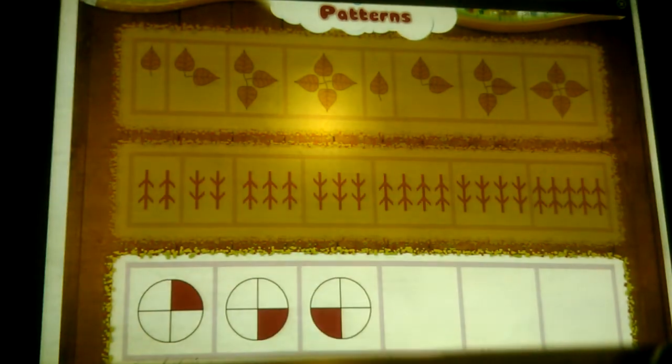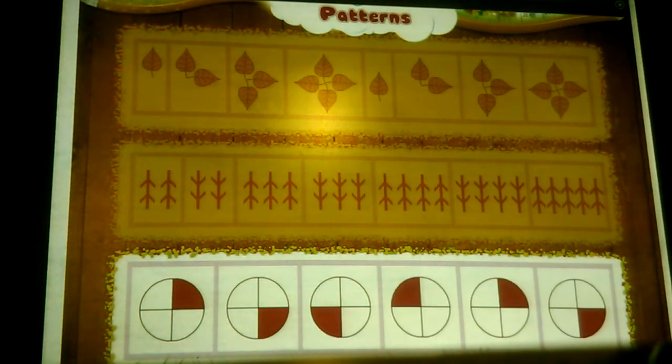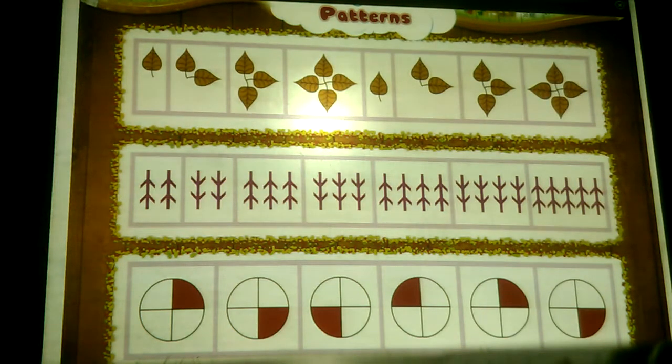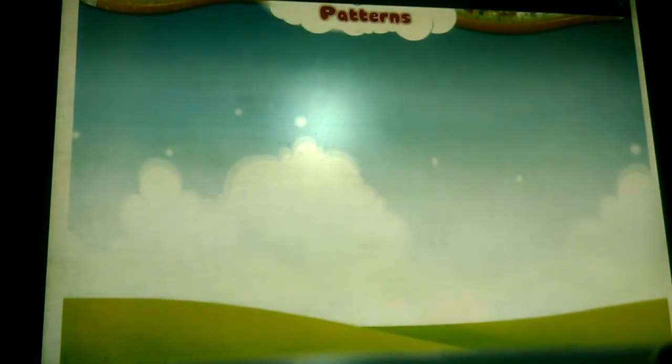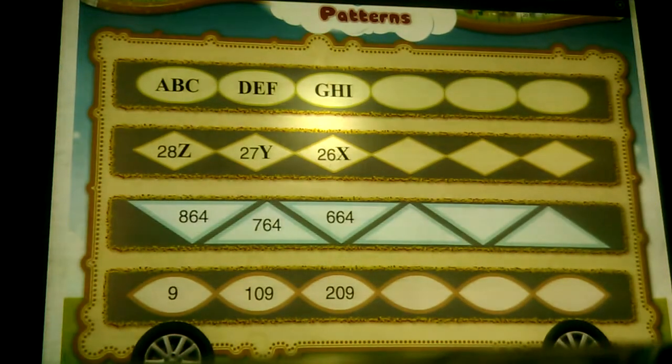In the third pattern, 1/4 of a circle is colored. If we turn the circle in clockwise direction and continue the coloring, we can complete the pattern. We can also make interesting patterns using numbers and letters. A few examples are given here. We will take them forward.